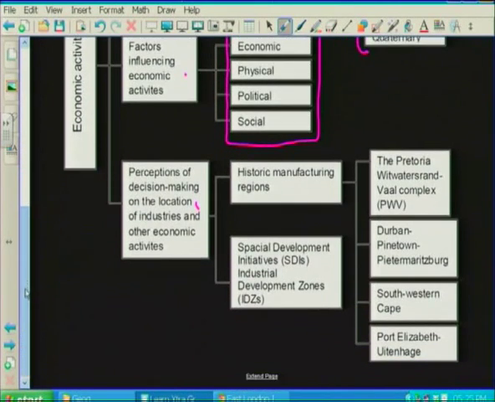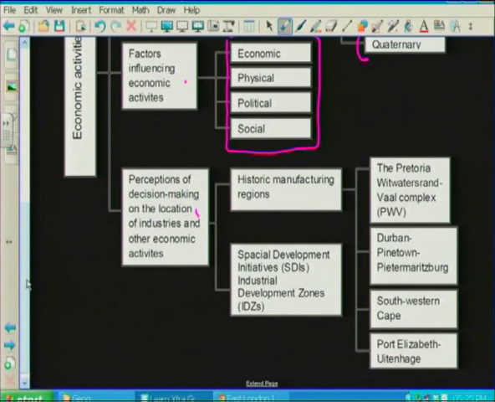And then you'll see that the flow diagram branches off here into this block called perceptions of decision making on location of industries and other economic activity. What influences where things are and why they are? A lot of it has got to do with history, the historic manufacturing reasons. We're going to talk about those. And here they are. We've got the Pretoria Witwatersrand complex, the Durban, Pinetown, Pietermaritzburg region, the Southwestern Cape area, and then also the Port Elizabeth or the Uitenhage section.